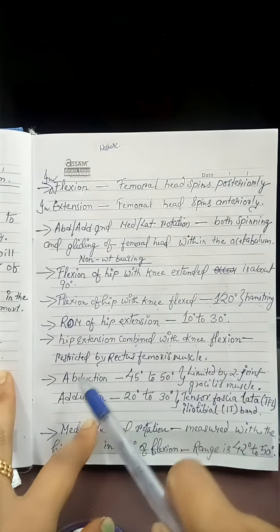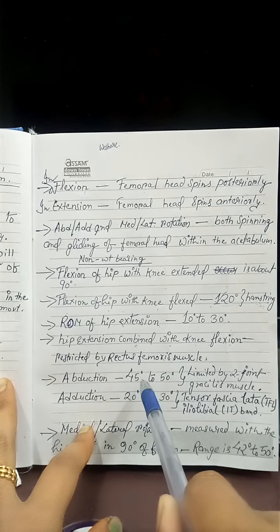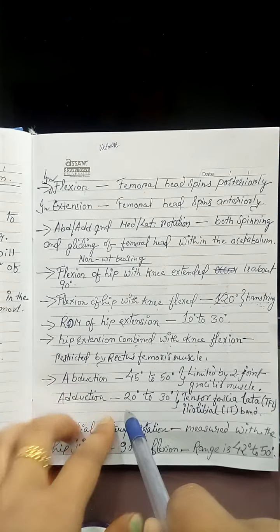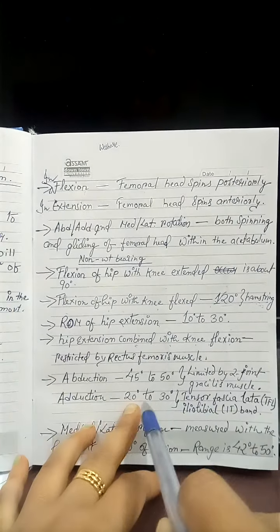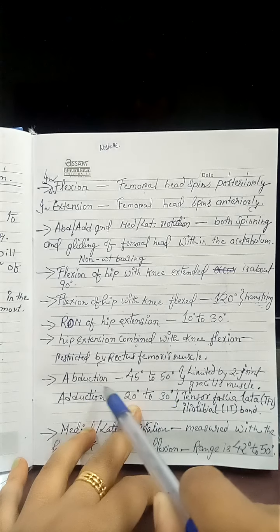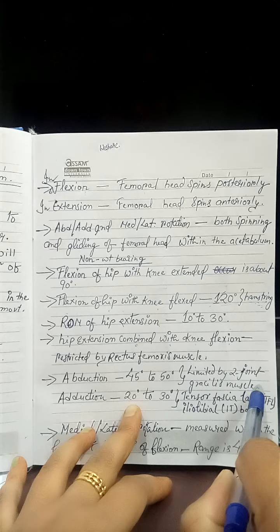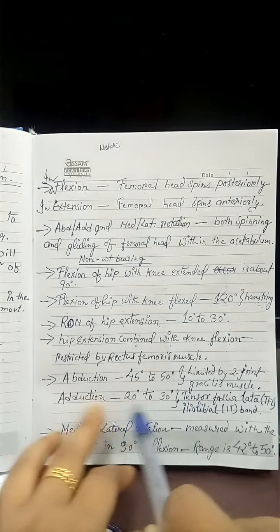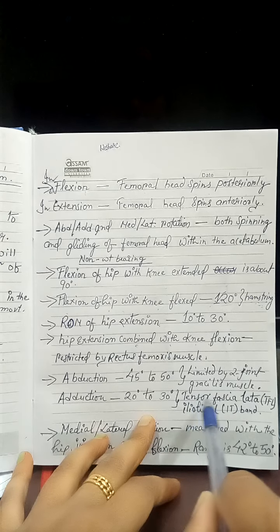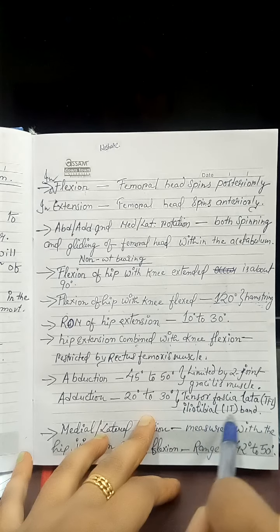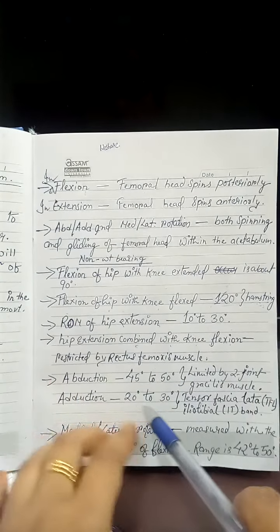Now next movements are abduction and adduction. Abduction is 45 to 50 degrees and adduction is 20 to 30 degrees. You know how abduction and adduction occur. Now abduction is limited by the two-joint muscle, the gracilis muscle, and adduction is restricted by the tensor fasciae latae and iliotibial band. These are the muscles which restrict this movement.